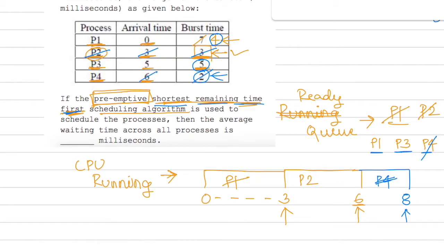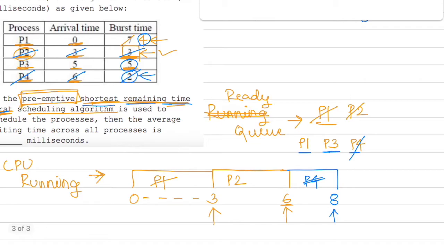So let me strike this out here. P4 also gets out of the system. Now after P4 is done, we have 2 processes in the ready queue, P1 and P3, and you have to choose one of them. Now again, we have to choose the shortest remaining time first. So in this case, it's P1. P1 has only 4 seconds remaining. So P1 will run from 8 to 12, and then P1 will also get out of the system.